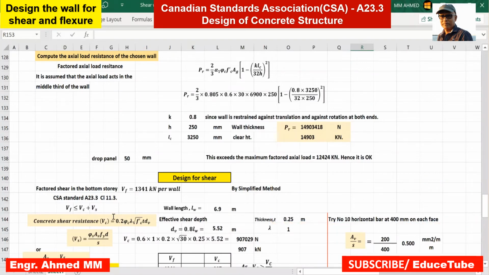Important point is, for that reason it is here 0.2. We need to find dV also. It will be 0.8 length of the wall. So it is 5.52. So all the parameters, if we put the value for these parameters, our value comes as this in Newton.